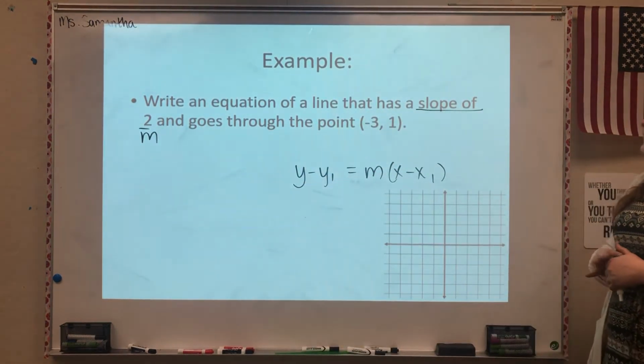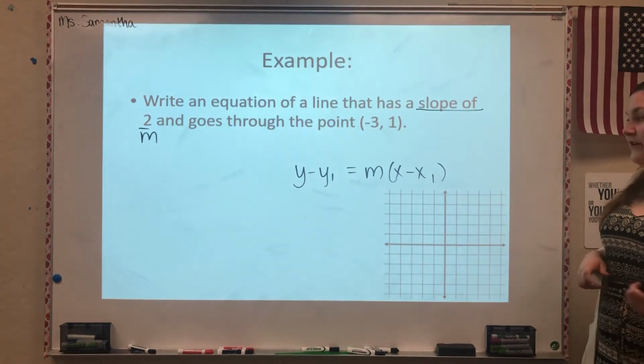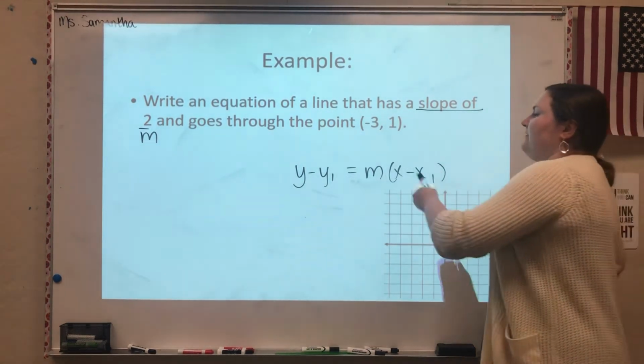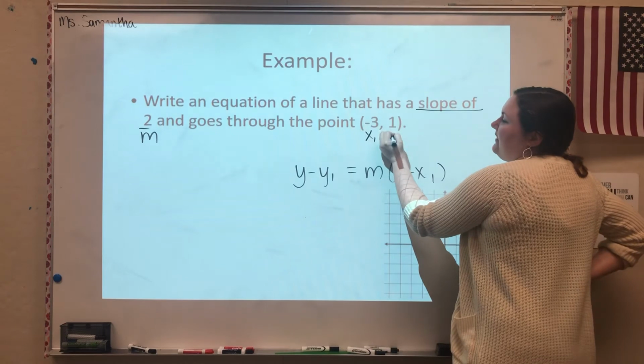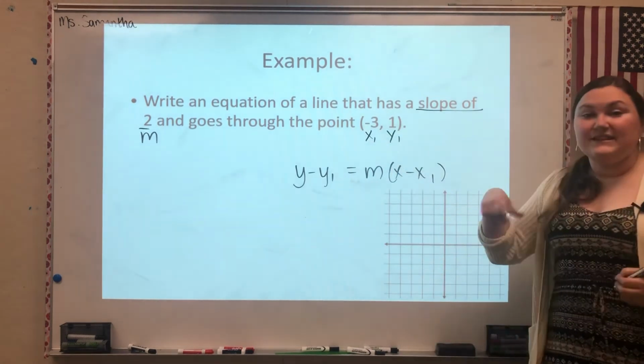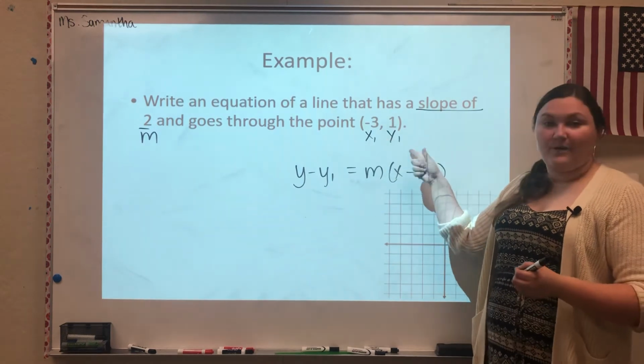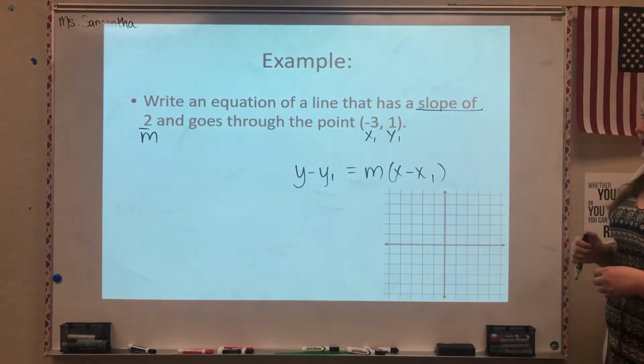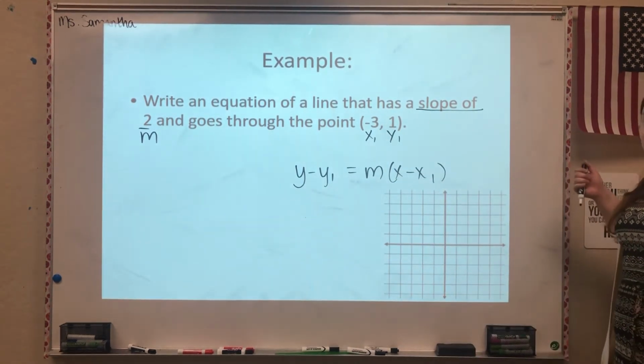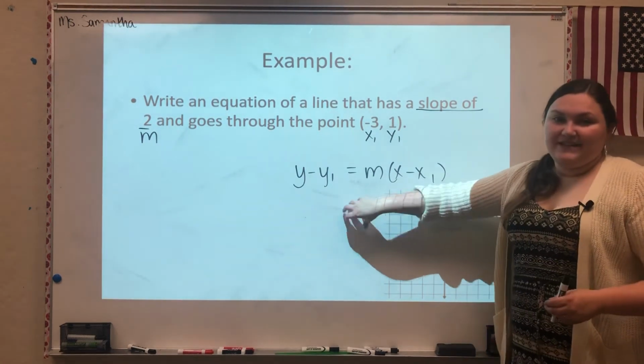And then we've got, it goes through the point -3, 1. You're going to label this point as x1 and y1, just like we did in the first lesson of this unit where we were finding slope from points, x1, y1. Looking at that, now that I've got all the information labeled, all I have to do is substitute it into my formula.